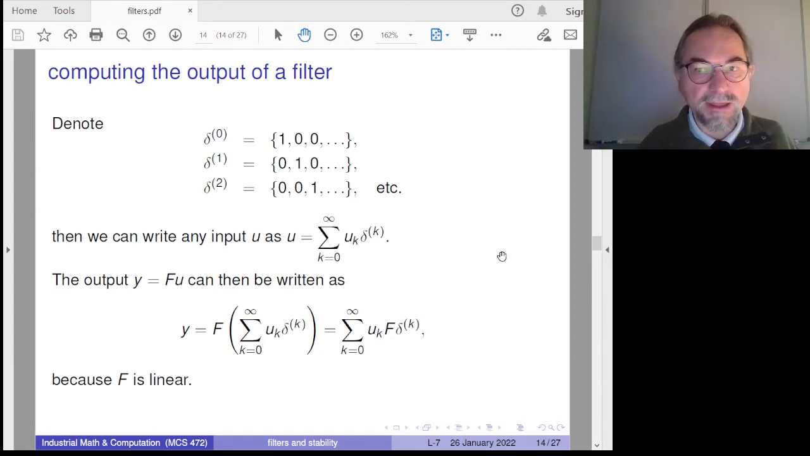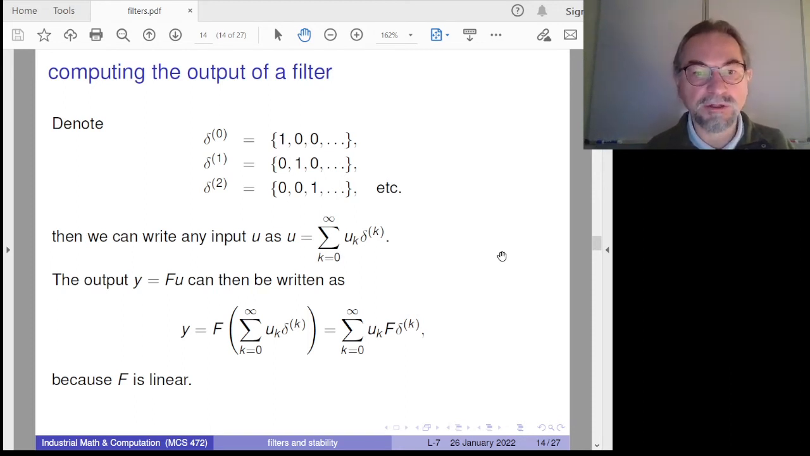So we have any input, and we can actually take these delayed unit impulses as a basis. So we can write any input as a linear combination of these delayed unit impulses. What does that buy us? Well, it means that we can apply the linearity. So if we apply our filter to this linear combination, then the outcome is a linear combination of the filter applied to these delayed unit impulses.